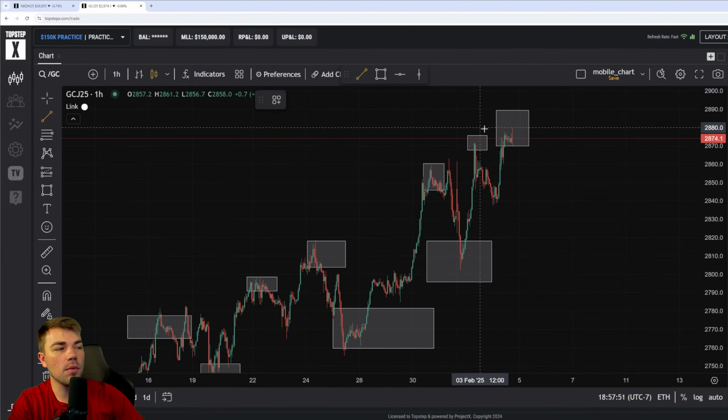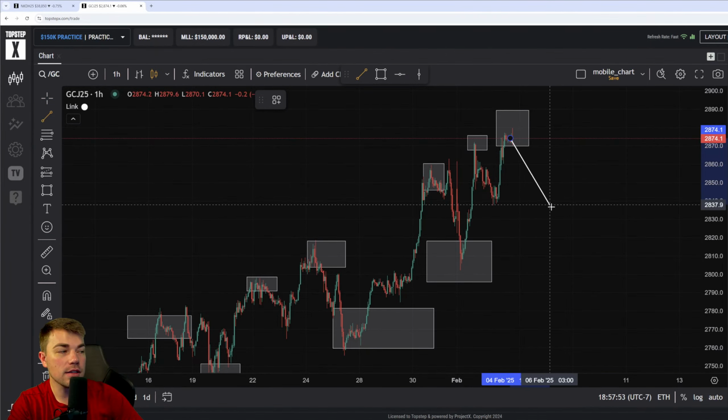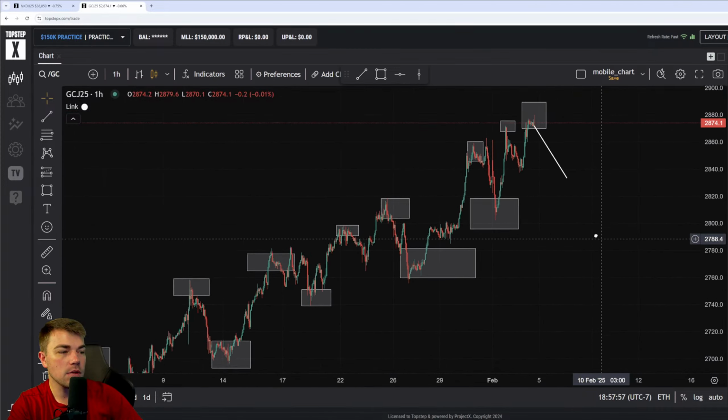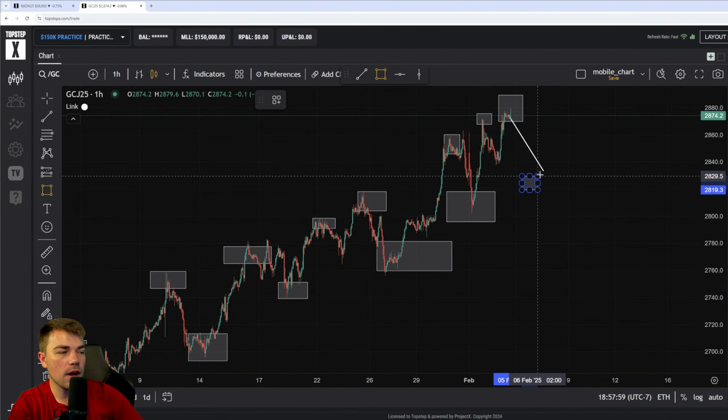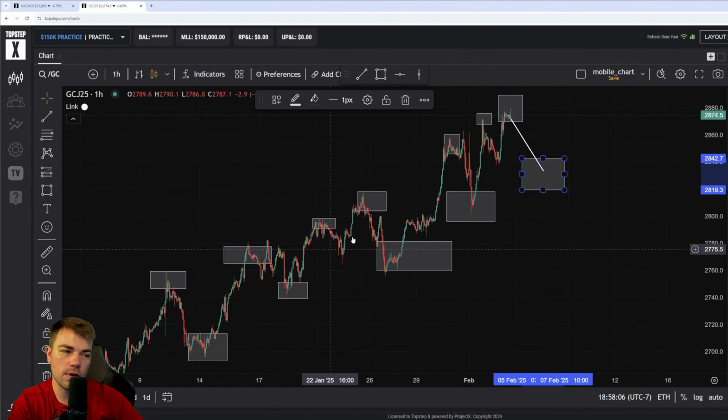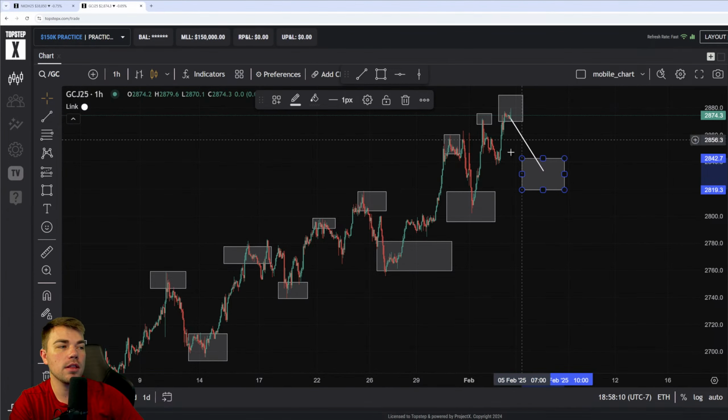I'd much rather wait and see if we could get some type of pullback. Once we get that pullback, look for opportunities to buy this market and position yourself in the direction of the trend, because that's what we want to do. Gold's been rallying. This is a very strong market. I want to get in the direction of the trend.